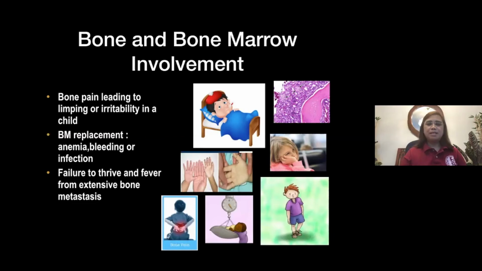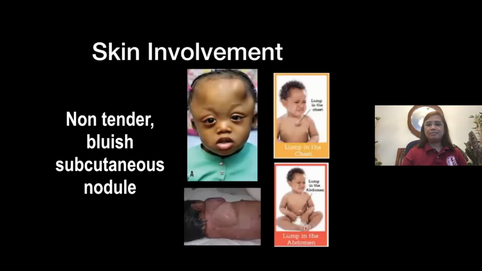Bone marrow replacement will manifest as anemia, bleeding, or infection. And failure to thrive and fever is secondary to the extensive bone metastasis. The skin involvement of neuroblastoma is manifested as non-tender bluish subcutaneous nodules.